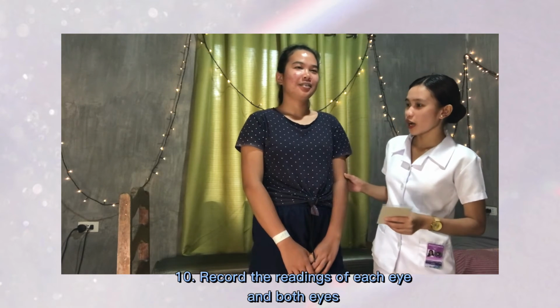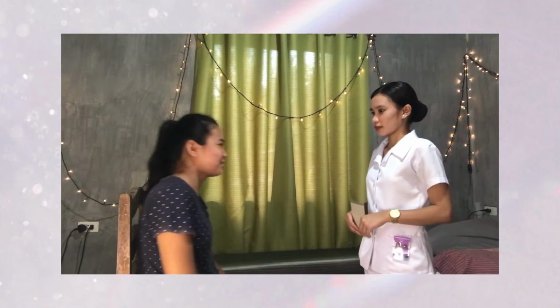Okay, Mom, thank you. You can sit now. Number 11. Perform the selected vision test: light perception, hand movement, then counting fingers if necessary, if the client is unable to see even the top line, 20/200, of the Snellen chart.